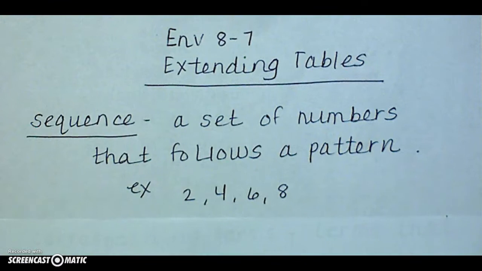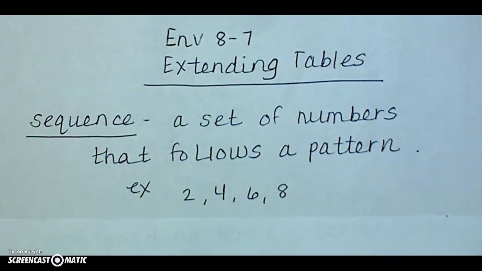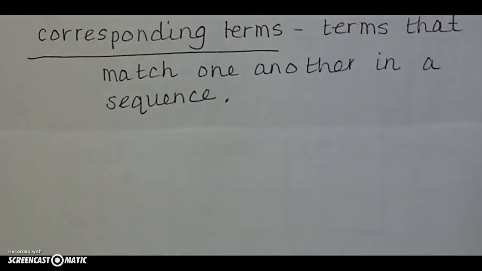So the first definition is sequence. A sequence is a set of numbers that follows a pattern, for example, 2, 4, 6, and 8. Okay, and the second term is corresponding terms. It means terms that match one another in a sequence.